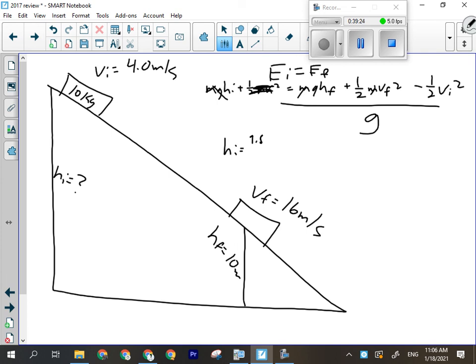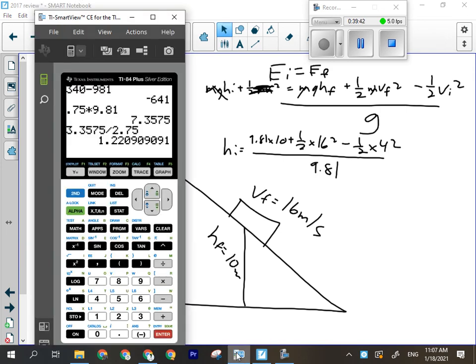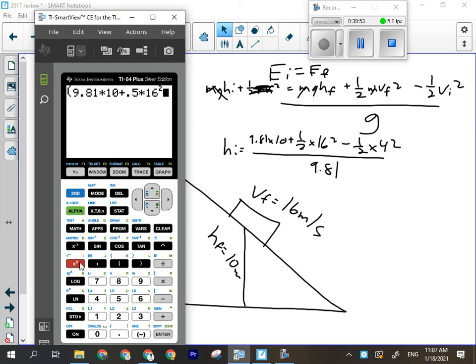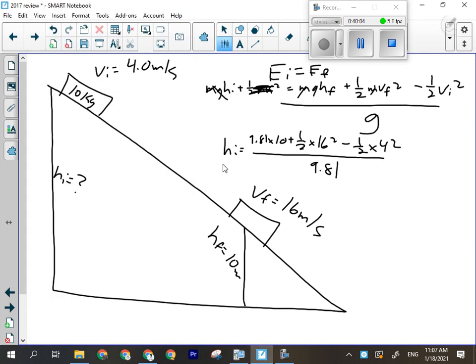So hi will be 9.81 times 10 plus 1/2 times 16 squared minus 1/2 times 4 squared, divided by 9.81. So 9.81 times 10 plus 0.5 times 16 squared minus 0.5 times 4 squared, divided by 9.81. All right, so we're looking at a height of 22 meters for our initial height.